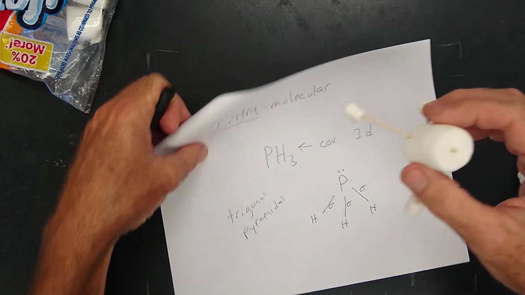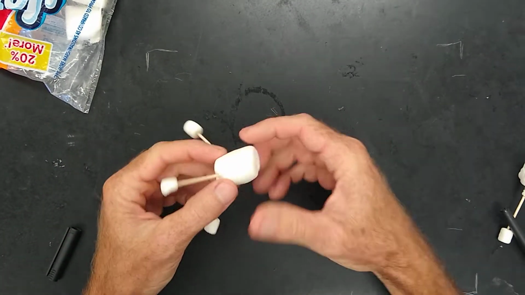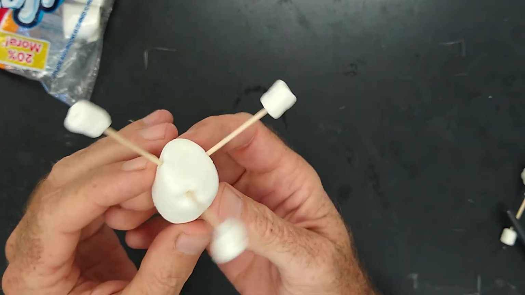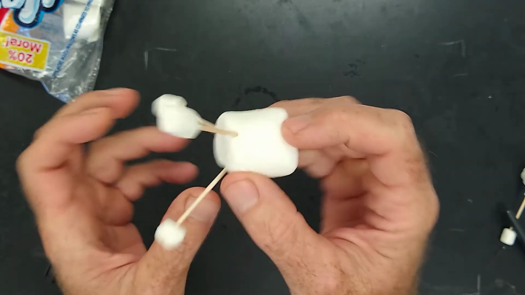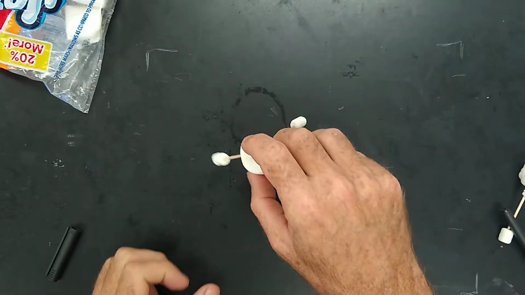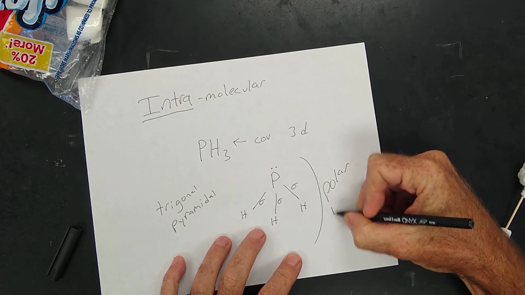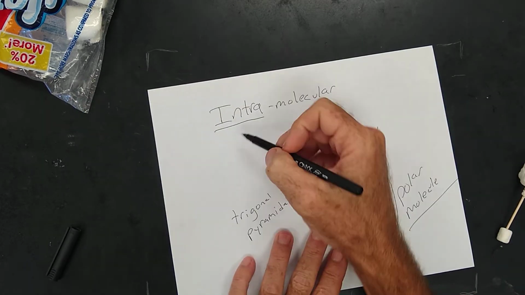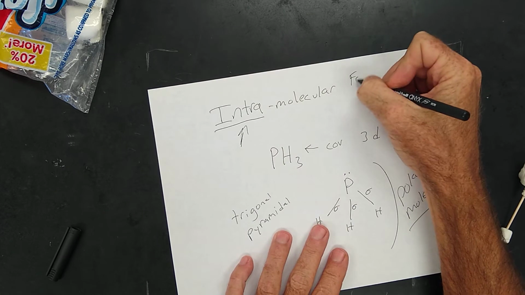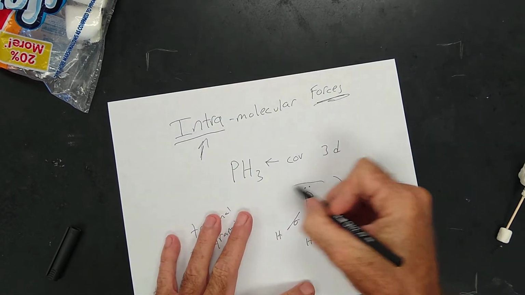And boom, here it is. Look how quickly I built that. Here's a nice little marshmallow shape. It's three-dimensional. It's polar. It's got that end and it's got that end, right? It's got two different ends on it. So I guess I should have written that down. As a molecule, the whole molecule is polar in shape. It's a polar molecule.